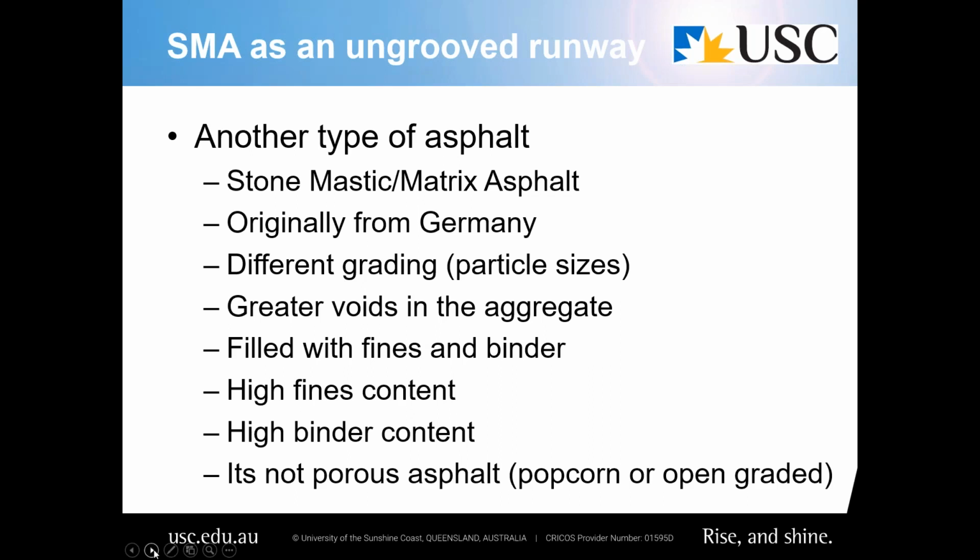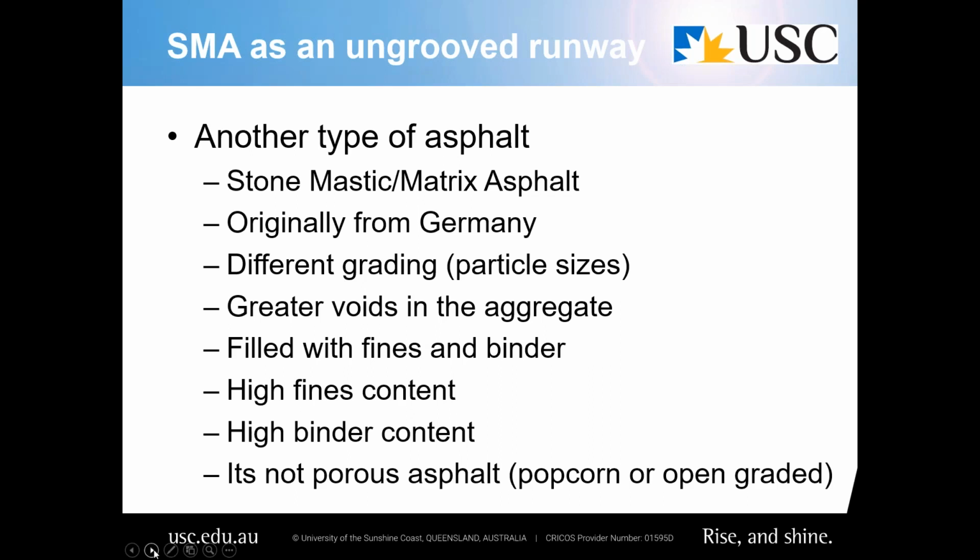It has a different grading. So essentially the only difference between stone mastic and our normal airport asphalt is the distribution of the size of all the aggregate particles in there, and therefore an increase in the amount of voids in between those aggregate particles, which we then fill up with a bit of extra bitumen and fine material. So it has a higher fine content, so the dusty part of the mix, there's more of that, and it's got more bituminous binder in it than our dense graded material.